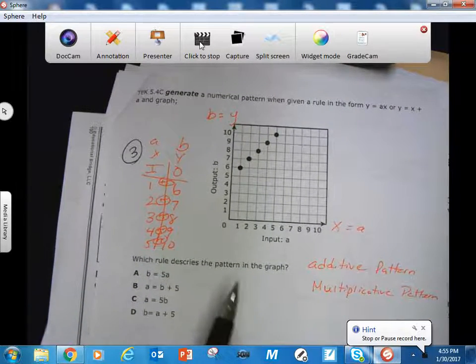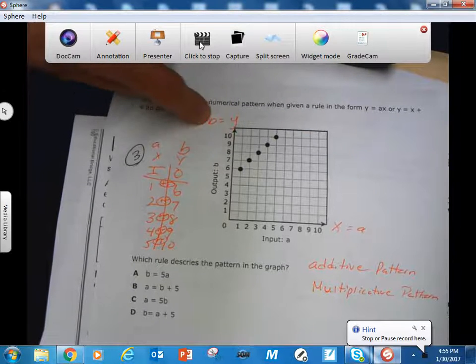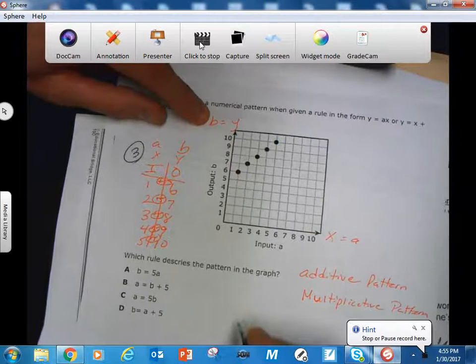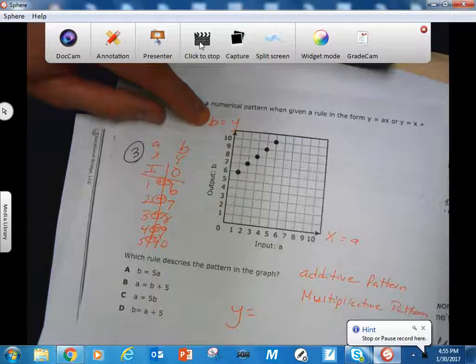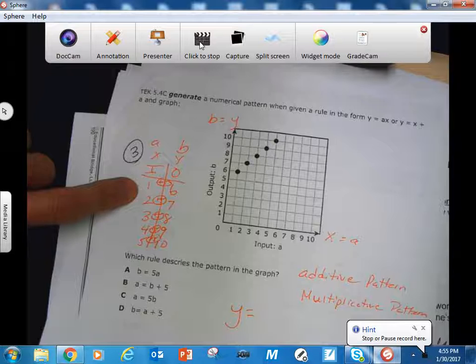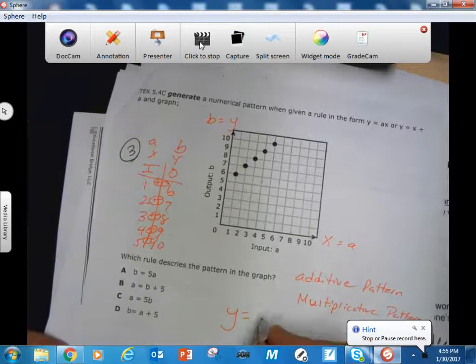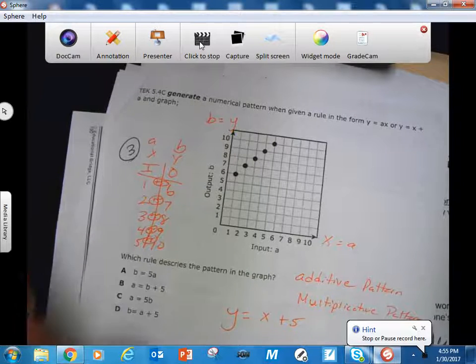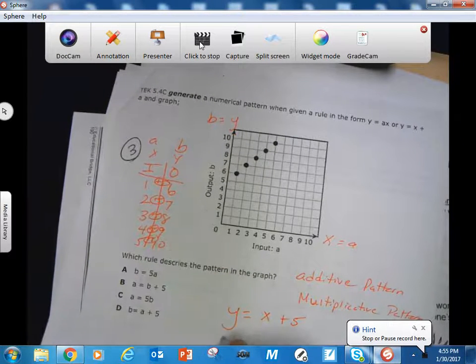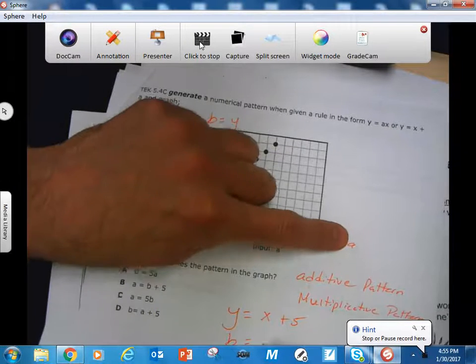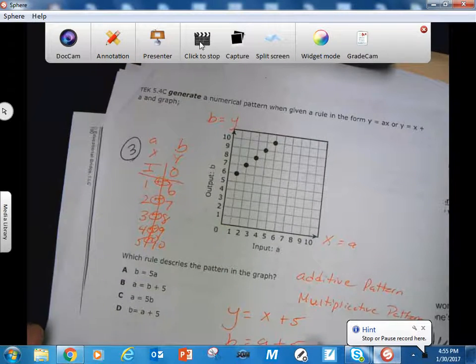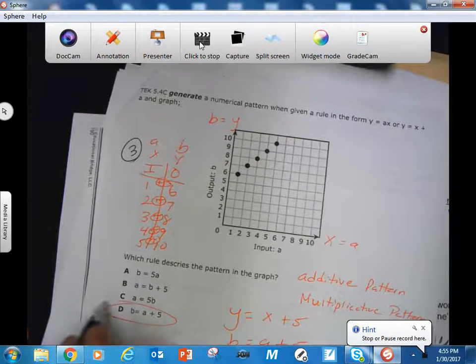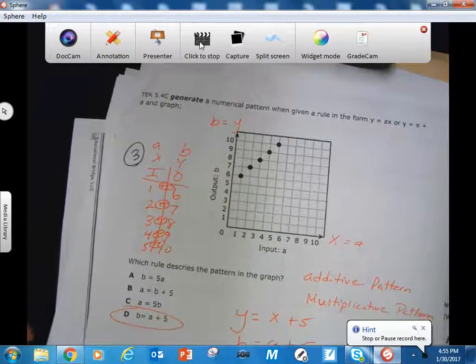And we know that we're always solving for y. And in this case, it's b. So we could write this y equals x. So when our x is 1, our output is 6. So we could write down y equals x plus 5. Or we could write down b equals a plus 5. And we know that this formula right here would help us find those coordinate points.